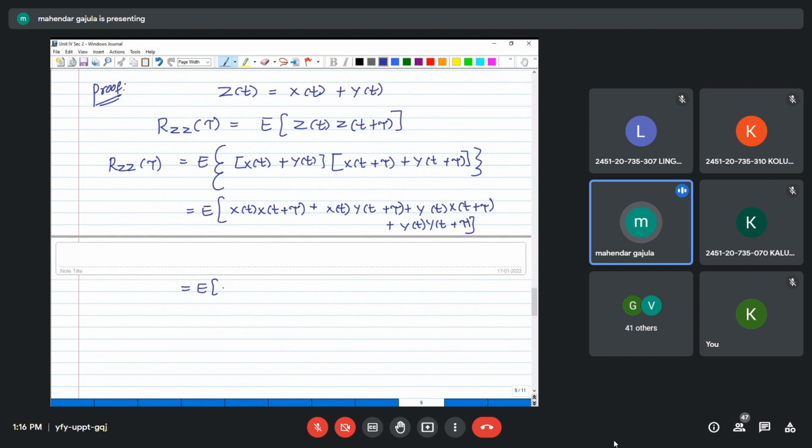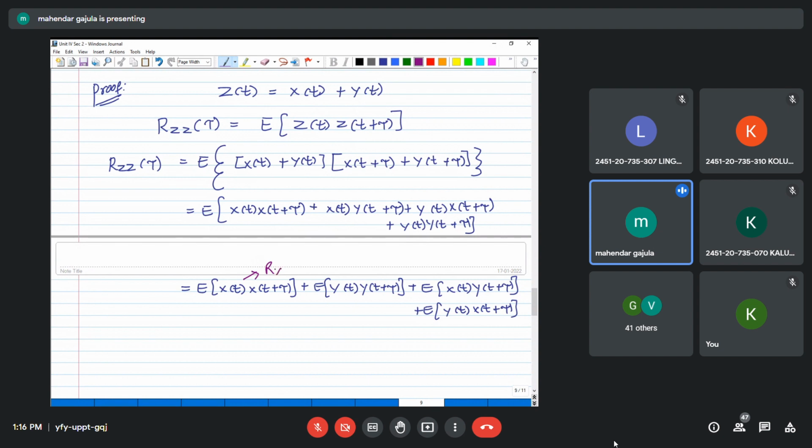So the first one is expectation of xt x t plus tau. Second one, I am going to consider the last one, expectation of yt y t plus tau. I'm writing in the order. And third one, expectation of xt y t plus tau. And the fourth one, expectation of yt x t plus tau.